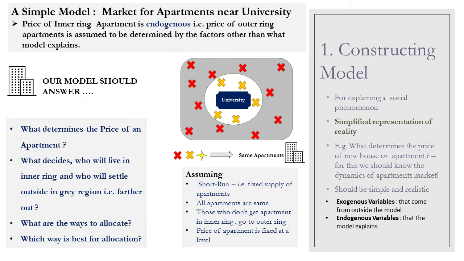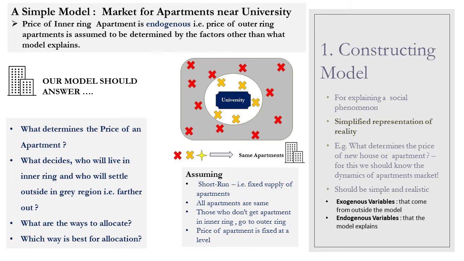Now, to understand what a model or model building in economics is, we are taking a small example of the market for apartments. There are apartments available in two areas, one within a region very close to the university premises, which is marked with white color, and the other set of apartments lying in the gray shaded area of the figure, which is farther away from the university.